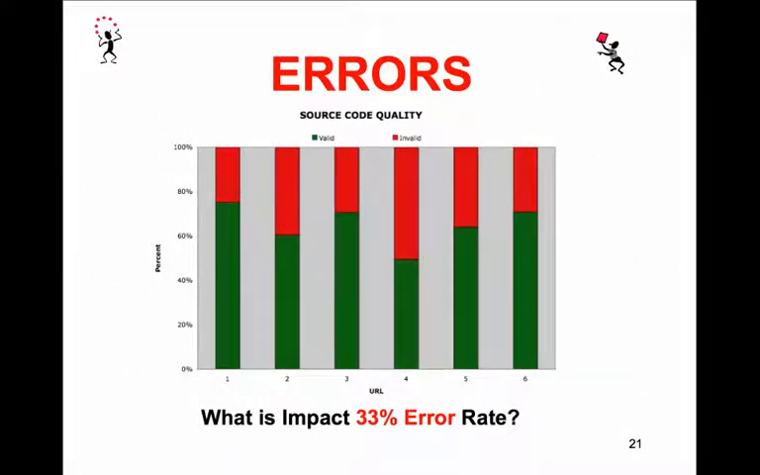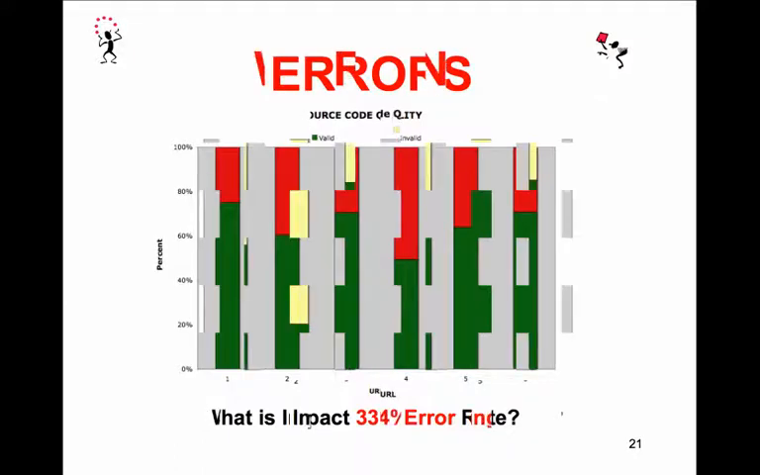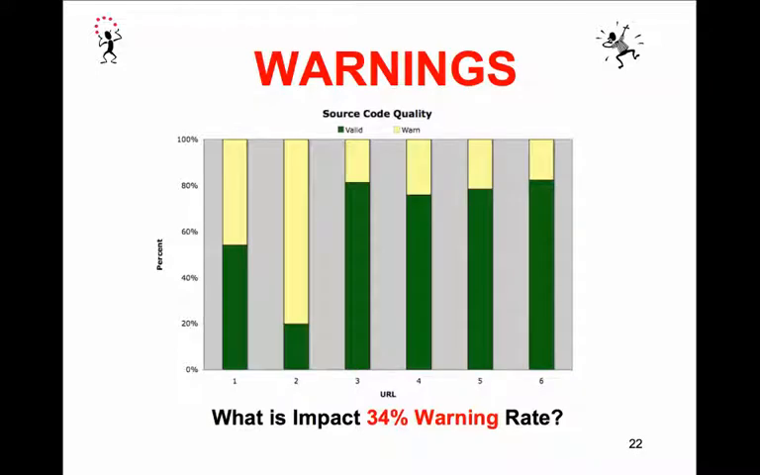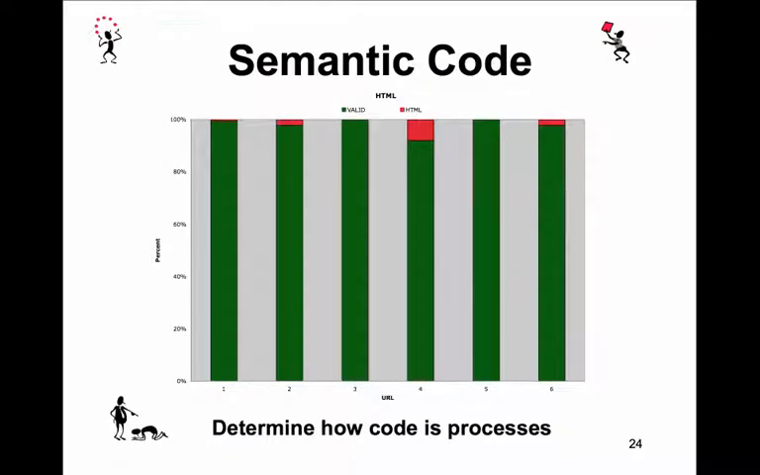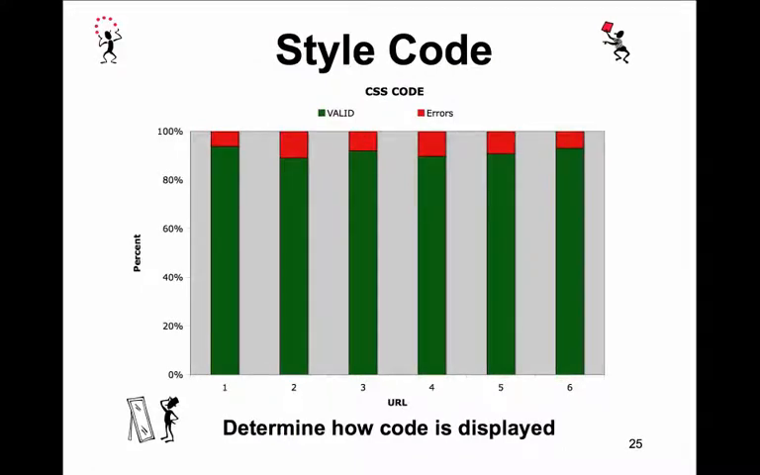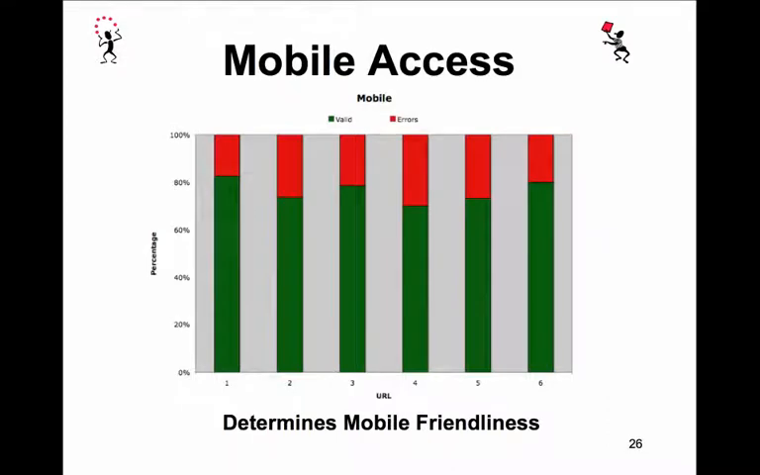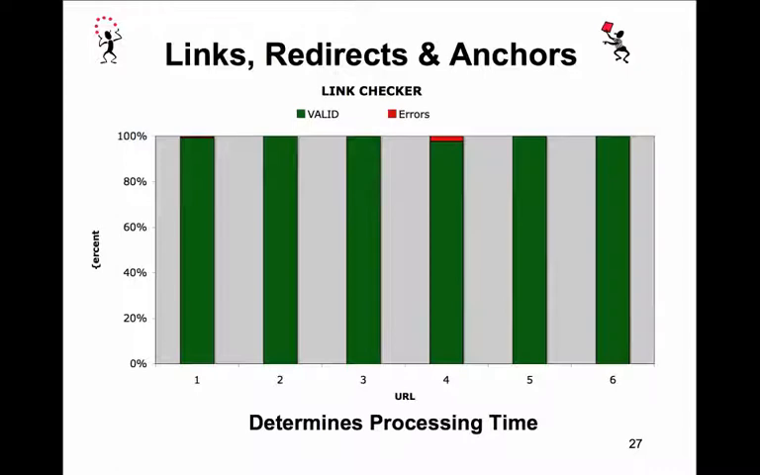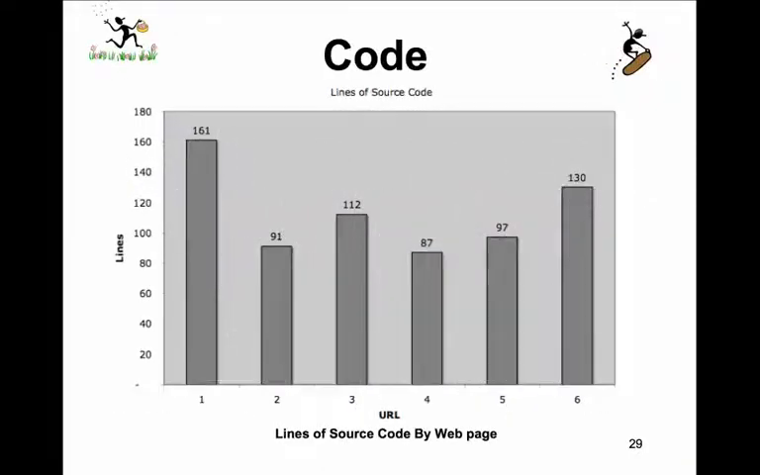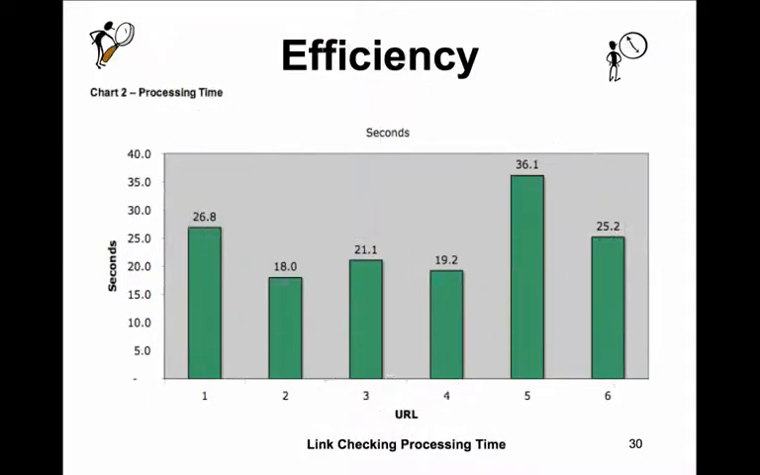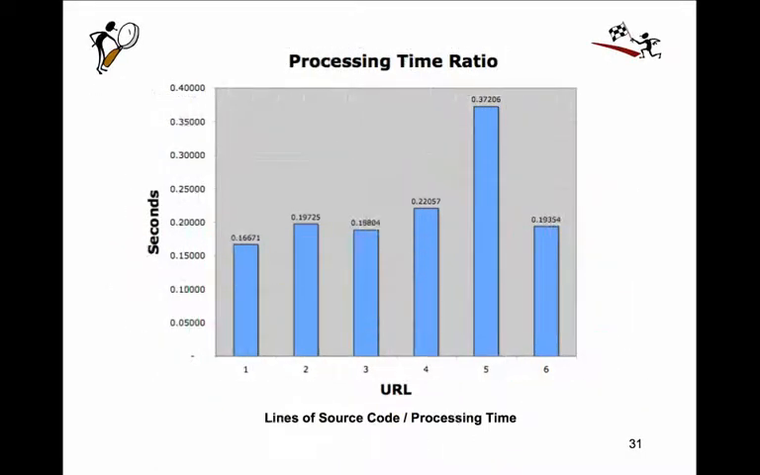Let's finally review the errors and warnings of the source code in charts for a deeper understanding of the quality of the source code. The HTML, or semantic code, determines how browsers process the code as well as search engines. All sites in our survey had mobile errors. Clients will leave a site if nothing is displayed on their browser in the first 10 seconds.